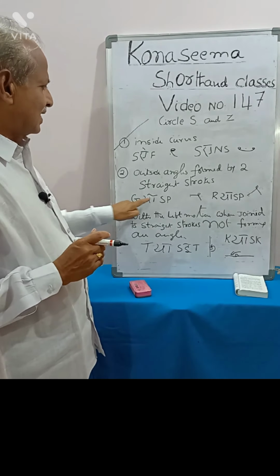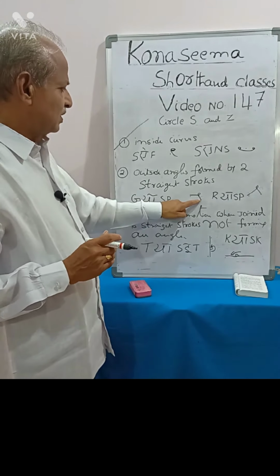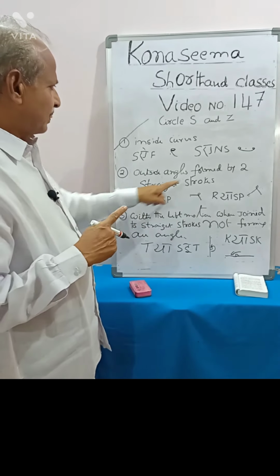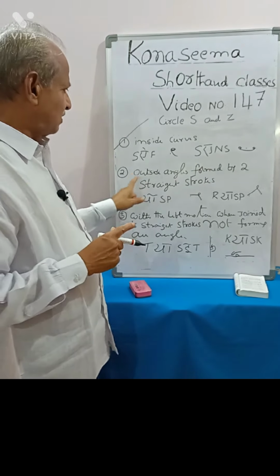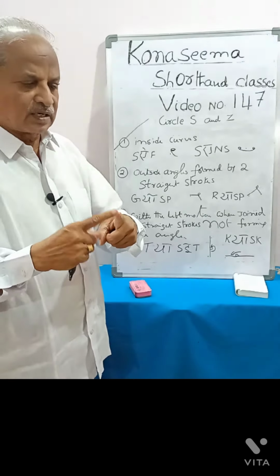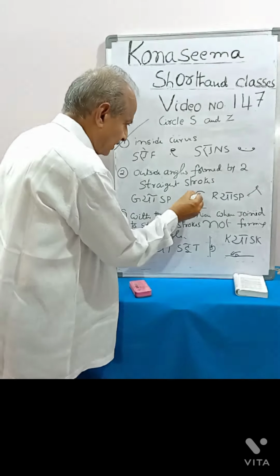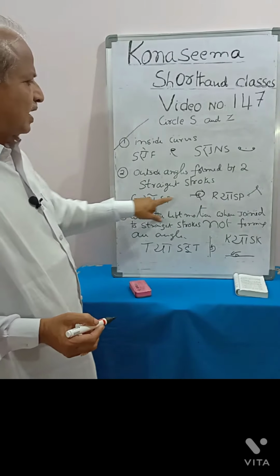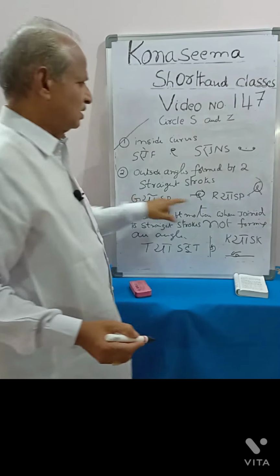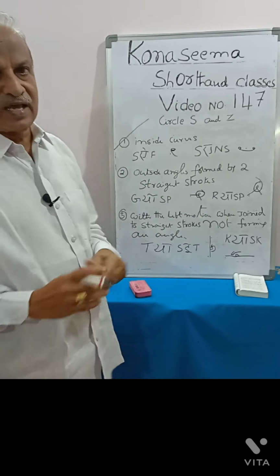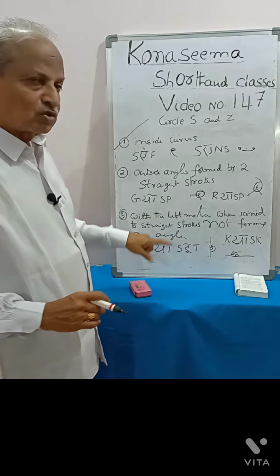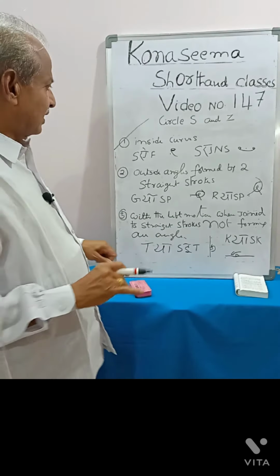You see gasp, K, P, P. Two straight strokes are there and they are causing an angle. Outside angles formed by straight strokes. Two straight strokes are here and here, and the circle is written on the outside angle. Gasp. Like that, rasp. Outside angle is coming, isn't it? Gasp and rasp.